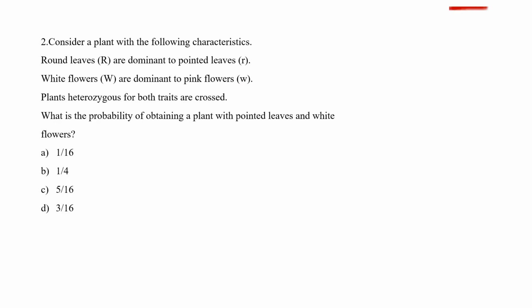Okay. Next question. This is a probability question. Consider a plant with the following characteristics: round leaf, representing capital R, is dominant to pointed leaf, representing small r. White flowers, representing capital W, are dominant to pink flowers, representing small w. Plants heterozygous for both the traits are crossed. What is the probability of obtaining a plant with pointed leaves and white flowers? So here options are given: 1 by 16, 1 by 4, 5 by 16, 3 by 16.